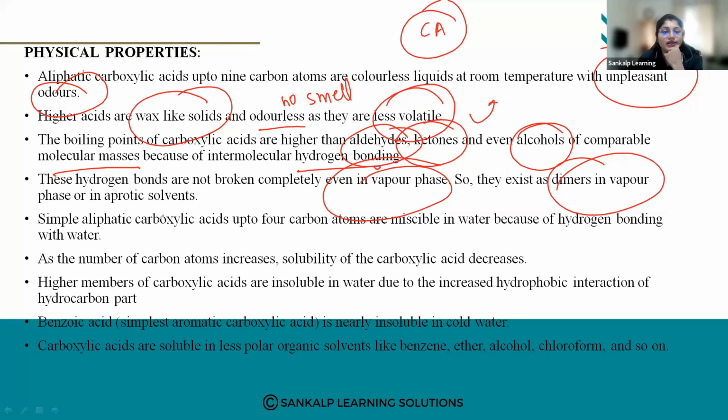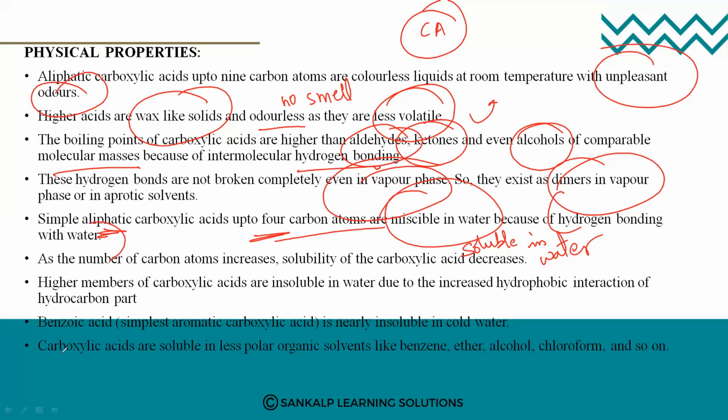Then simple aliphatic carboxylic acids up to 4 carbons are miscible in water. What do you mean by miscible in water? They are soluble in water. Aliphatic means straight chain compounds. So straight chain carboxylic acids up to 4 carbons are soluble in water. Why? Because they can easily form hydrogen bonds with water. So they are simply miscible.